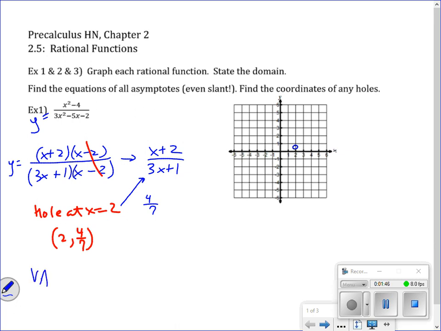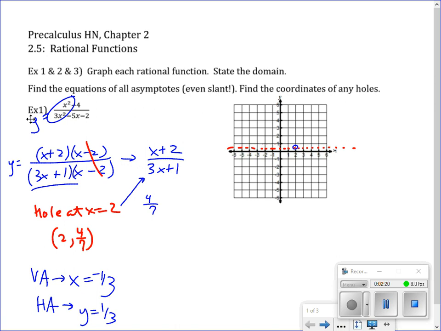Vertical asymptote: there's a vertical asymptote still at -1/3 because of this guy right here. Let's see, horizontal asymptote. You can tell that now, or you can tell it from the beginning. The horizontal asymptote is just y equals 1/3. So that was a little bit gross, but we'll take care of it. 1/3 is smaller than 4/7, so I'm going to put it underneath that hole that I drew. I'm going to scooch that hole up a little bit there. All right, and then x equals -1/3.